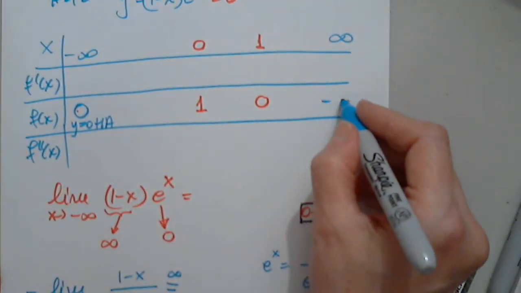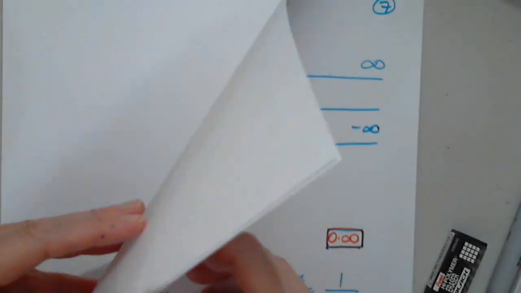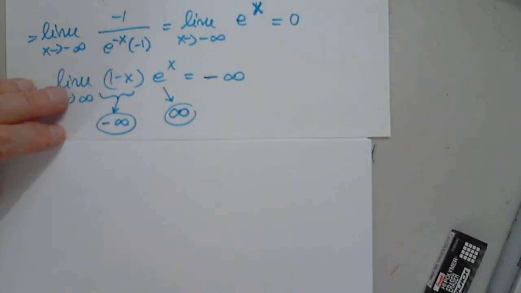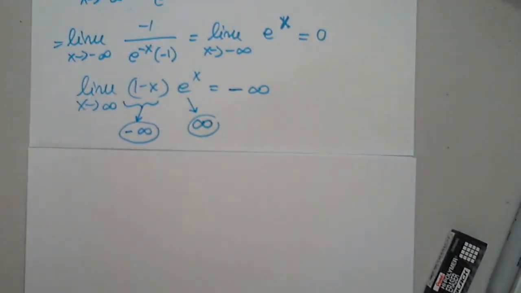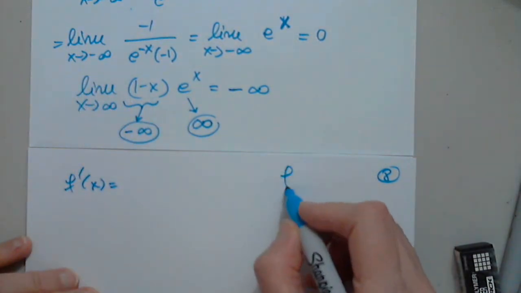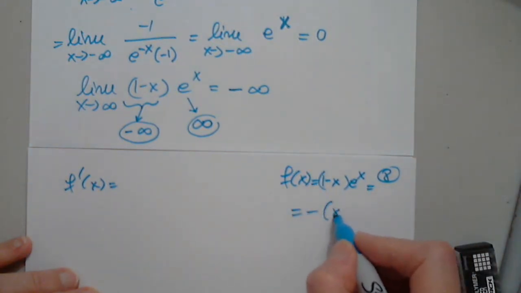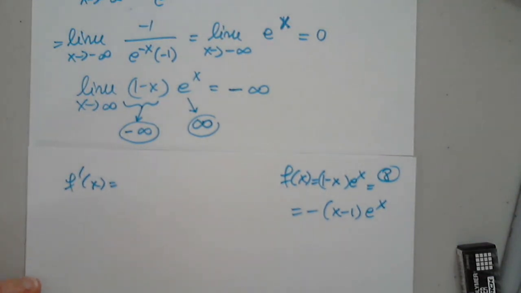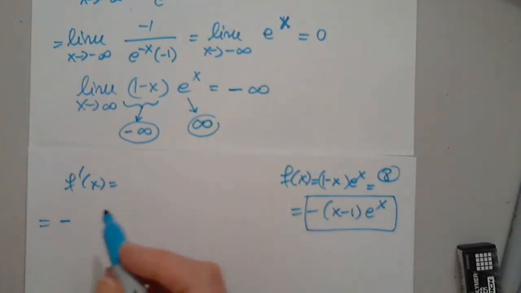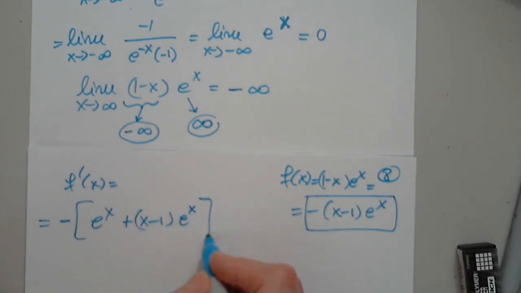Awesome. So this is it. I don't need anything else. I cannot determine anything else. There is nothing else. Now the first and the second derivative. F prime. Let me write the function right here. So it's 1 minus x e to the x, or negative x minus 1 e to the x. One or the other. I prefer this. Negative outside, the first function prime is 1 e to the x plus x minus 1 e to the x.